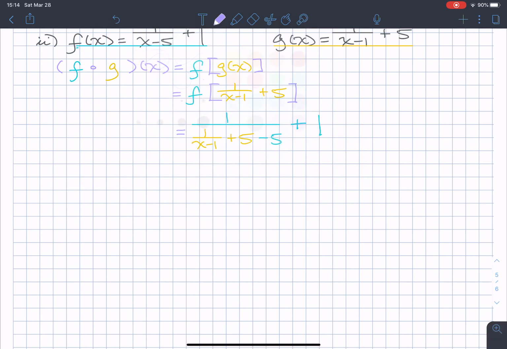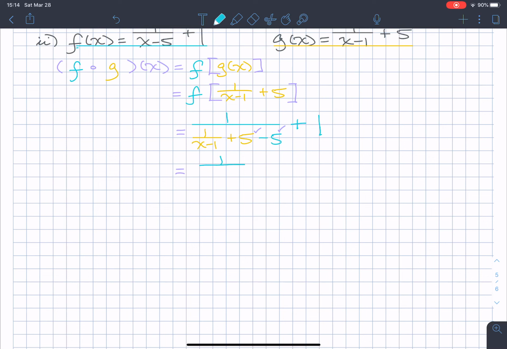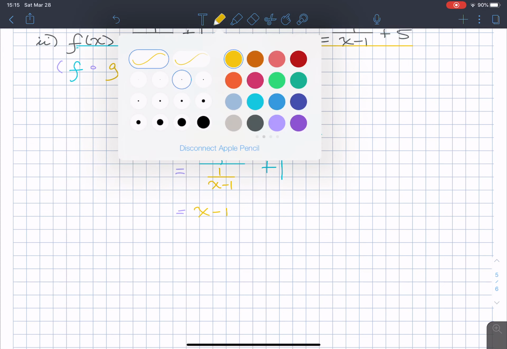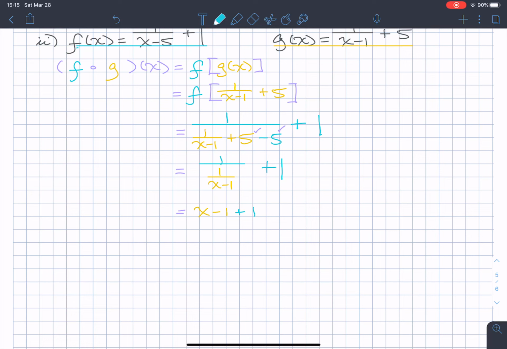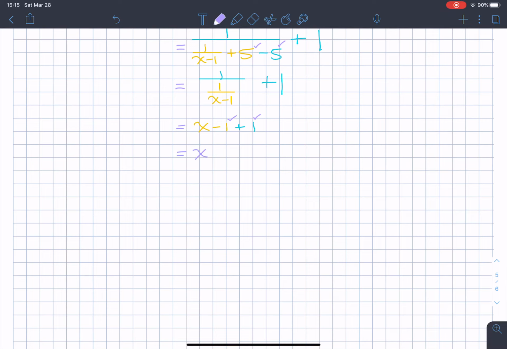Okay, so of course, plus 5 minus 5 sums to 0. So I end up with 1 over 1 over x minus 1, plus 1. So what's going on there? That means I invert and multiply. So this just becomes x minus 1 over 1 times 1. That is x minus 1, to which I'm adding 1, and 1 minus 1 cancels, and I am left with x. That's a good thing, check mark.